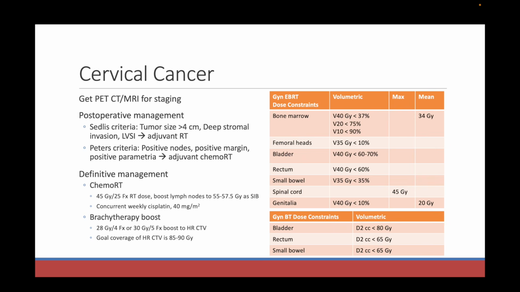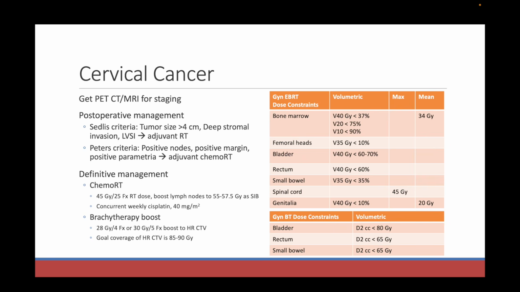So those are there for reference. The most important dose constraints to remember from a brachytherapy perspective are the dose to 2 cc's that we look for for the bladder, rectum, sigmoid, and small bowel. So the bladder dose to 2 cc's should be less than 80 gray, ideally. And then for everything else, the dose to 2 cc's should be less than 65 gray. I think these are the easiest numbers to remember.